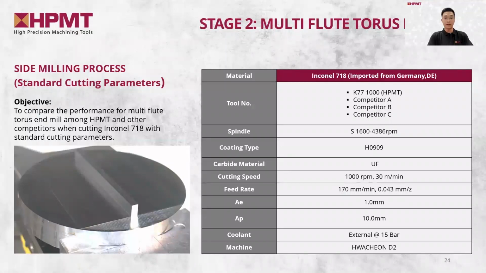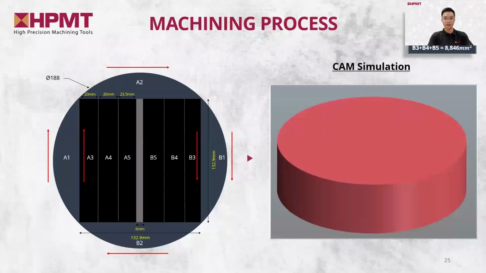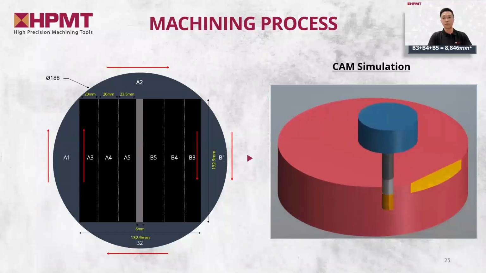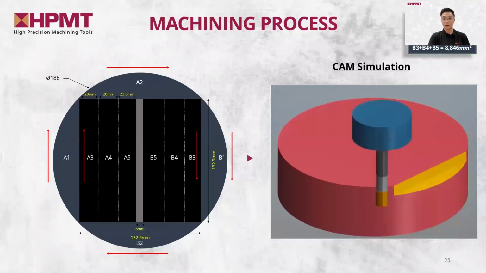Other than the torus end mill, we will also show the test results of the multi-fluid end mill. So this is basically similar to the first test, but just with a different tool type. All the cutting parameters and machine settings remain the same. Same machining program here. The first tool will cut from area A1 to A5, while the second tool will cut from B1 to B5, and the same goes for the third and also the fourth tool.